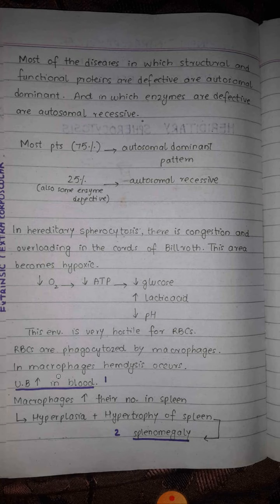So there is increased production of unconjugated bilirubin, and unconjugated bilirubin is present in the blood. So a person may suffer from jaundice.